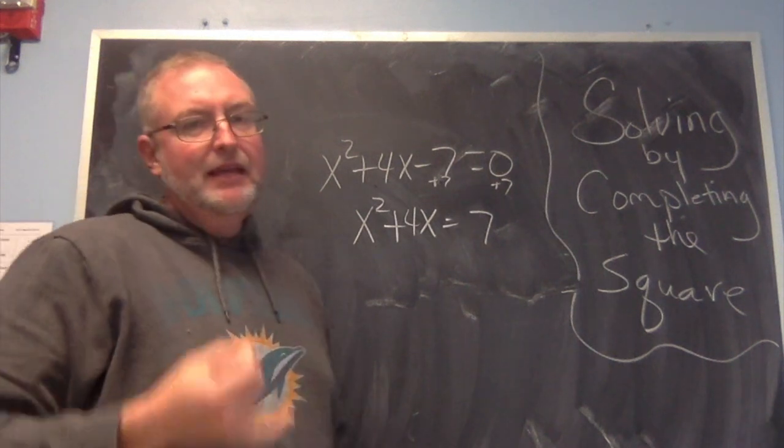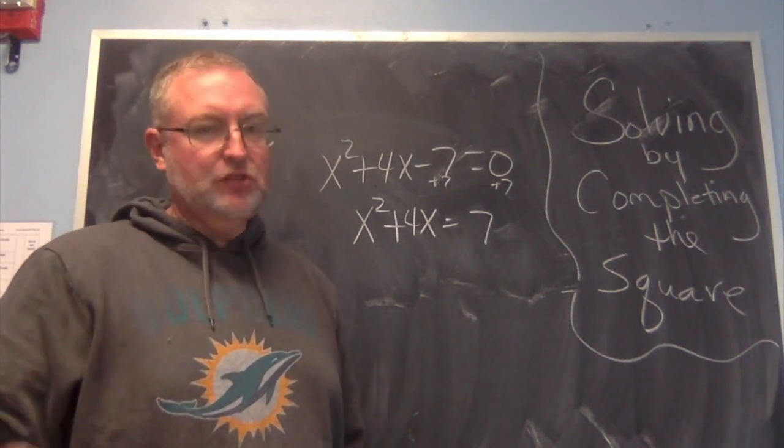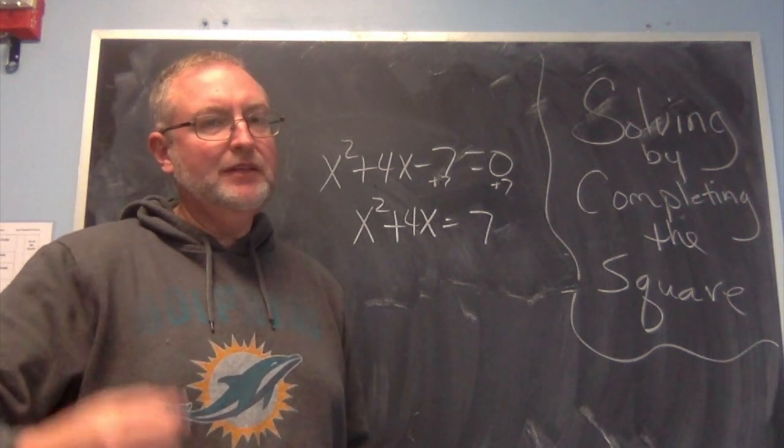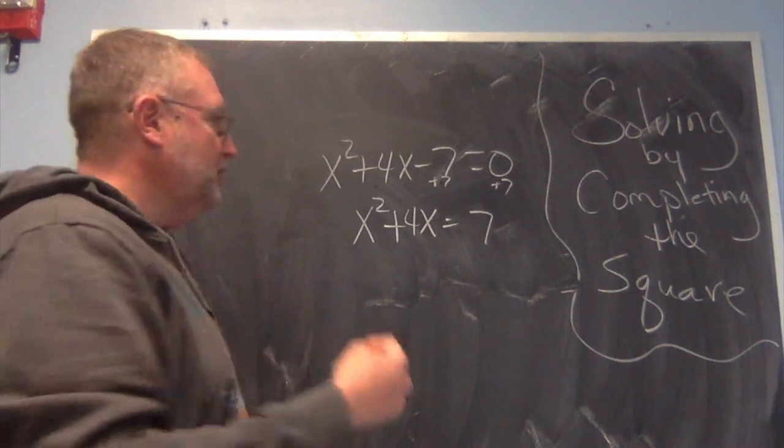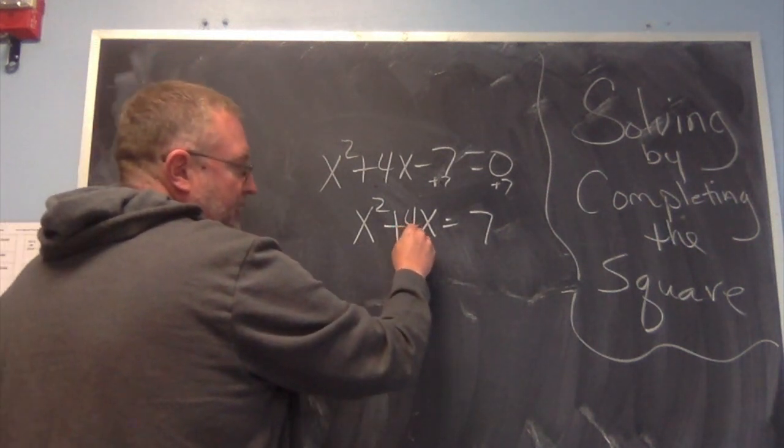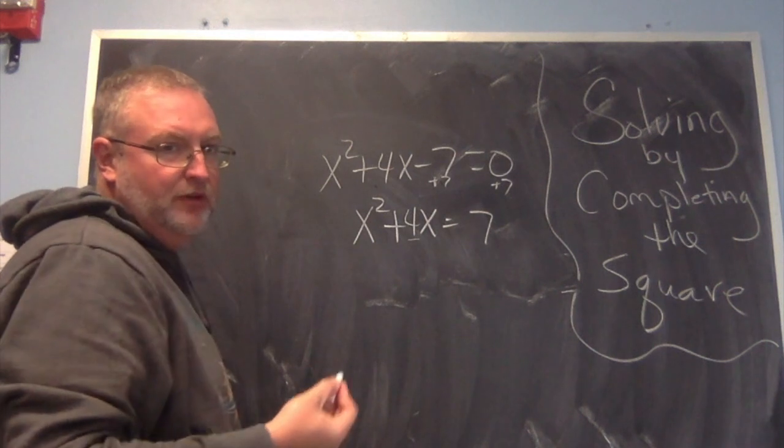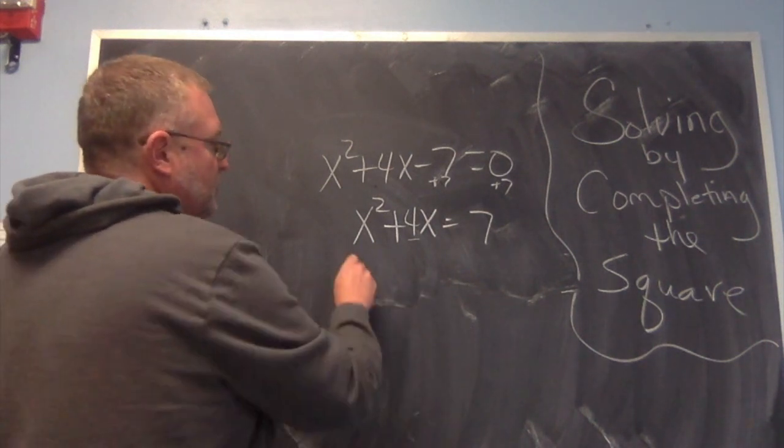All right? Now I want to complete the square. Everything we've been doing has been building blocks. So to complete the square, I multiply this by half. Half of 4 is 2. Then square it, which is 4.